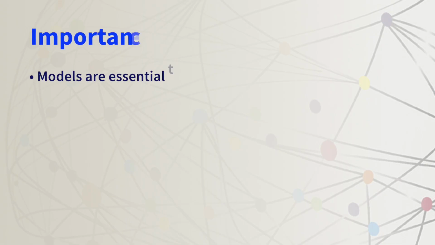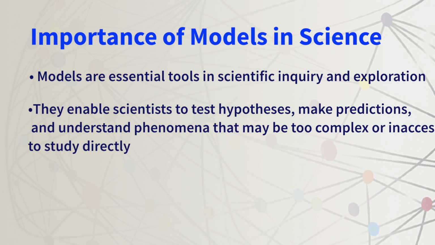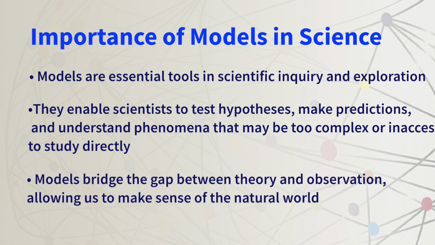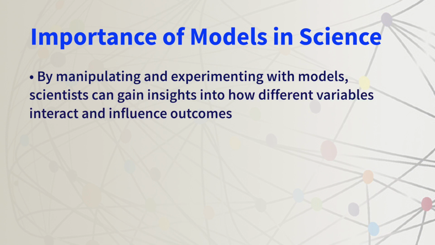Let me talk about its importance in science. Models are essential tools in scientific inquiry and exploration. They enable scientists to test hypotheses, make predictions, and understand phenomena that may be too complex or very difficult to study directly. Models bridge the gap between theory and observations, and allow us to make sense of the natural world. By manipulating and experimenting with the models, scientists can gain insight into how different variables interact and influence the outcomes.